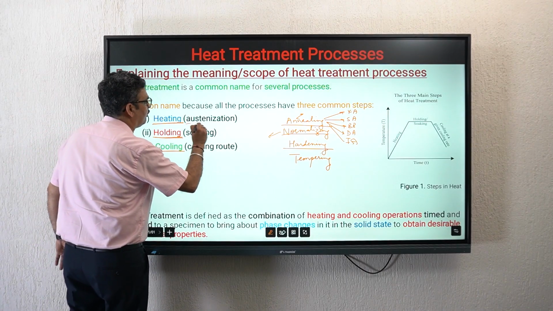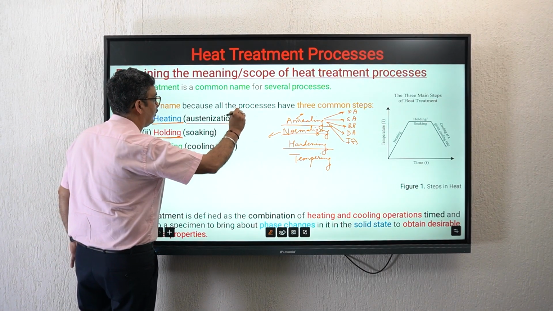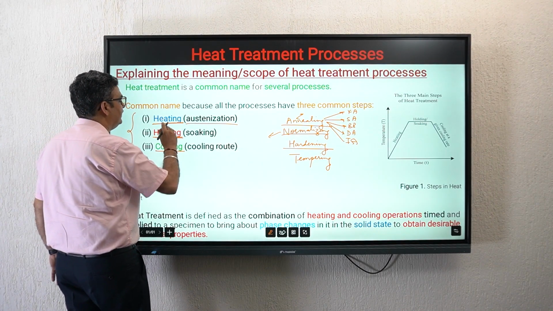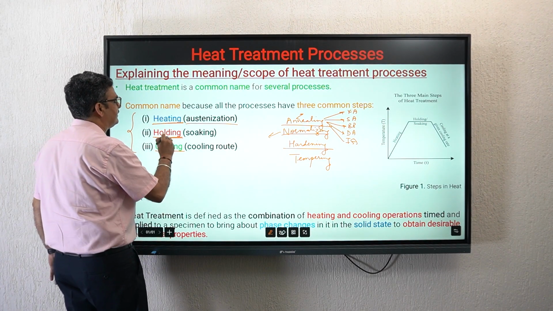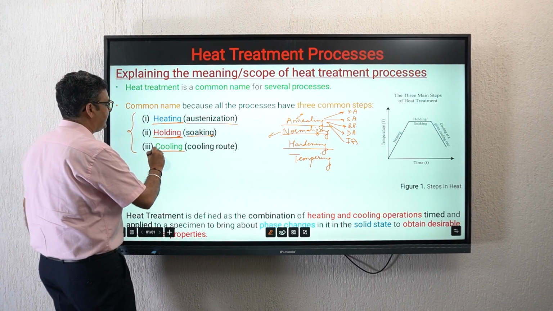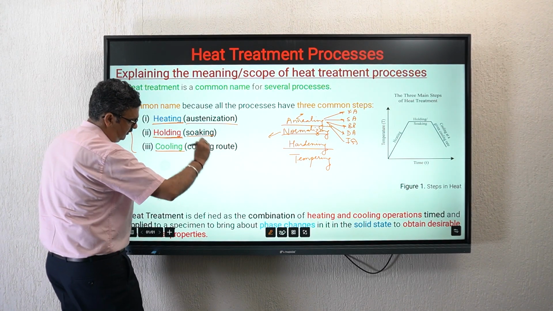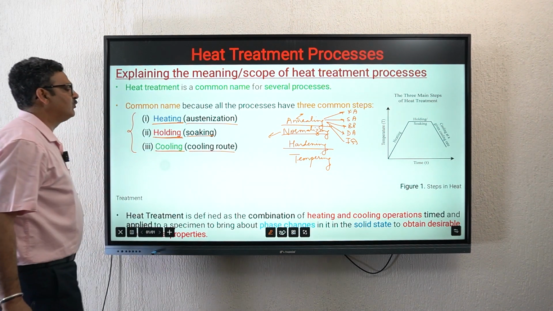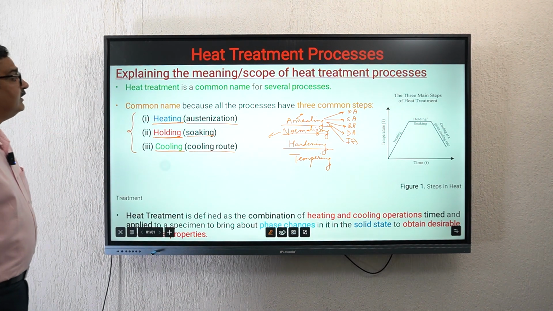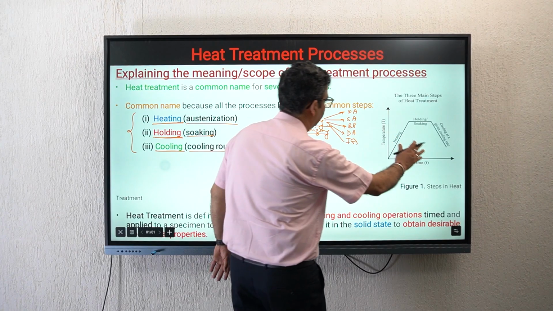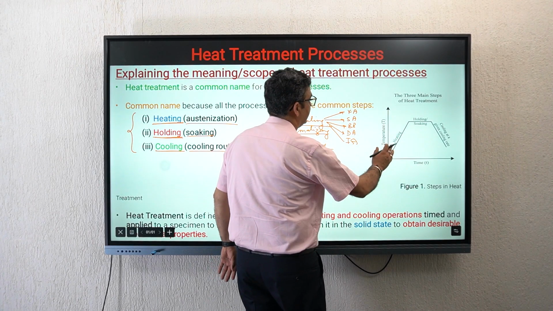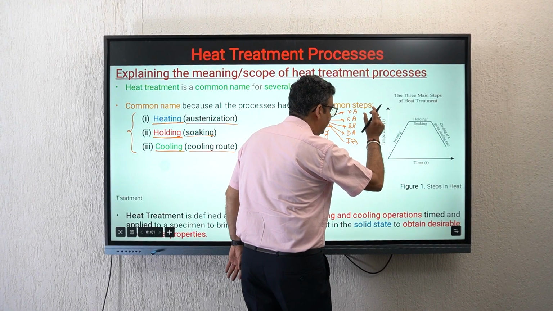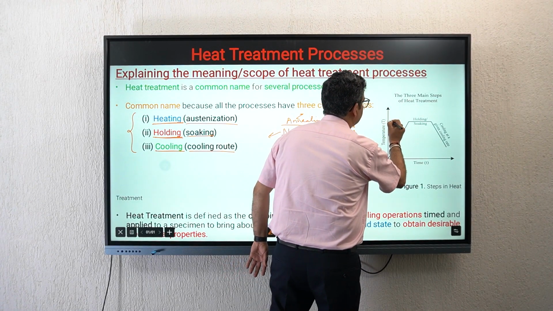Heating, which is also called austenitization in most of the cases, not all, but most of the cases, we'll discuss more on it. Then there is this step called holding, where you hold at the heat treatment temperature. This is also called soaking. And finally, you do slow cooling or fast cooling. So you follow a particular cooling route. This is the last step in heat treatment. So I've depicted it over here, that in any heat treatment process, the first step would be from room temperature at a specific heating rate. You will heat the steel to this temperature.